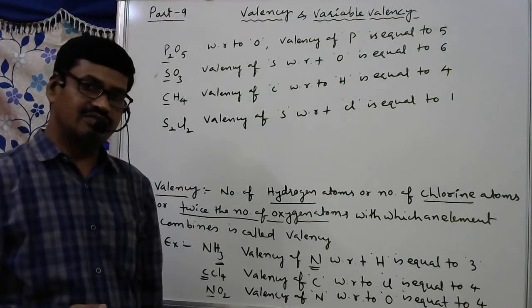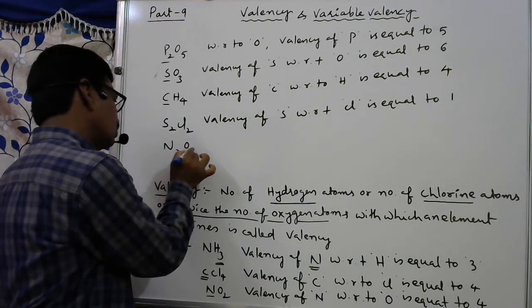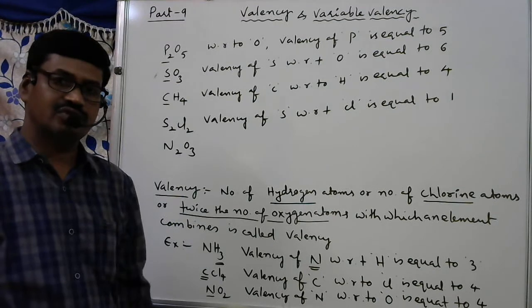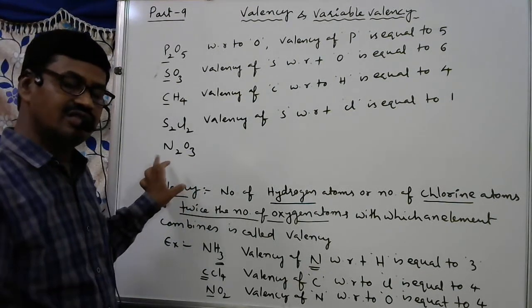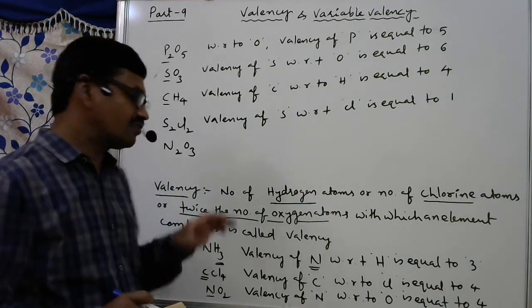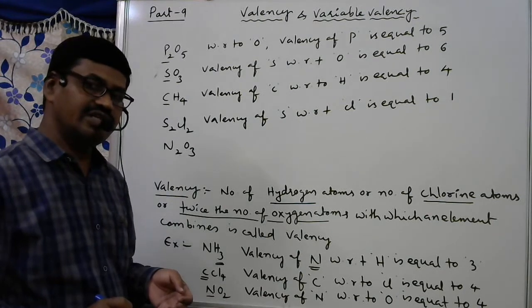Observe these examples. N2O3, if you take N2O3, oxygen is the reference. What is the valency of nitrogen? You can find. See here, for 2 nitrogens, 3 oxygens are there. That means for 2 nitrogens, 6 is the valency. For 1 nitrogen, how much? It is 3. For 1 nitrogen, it is 3.